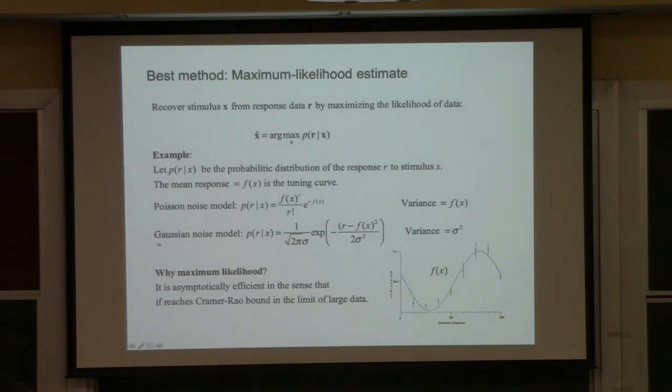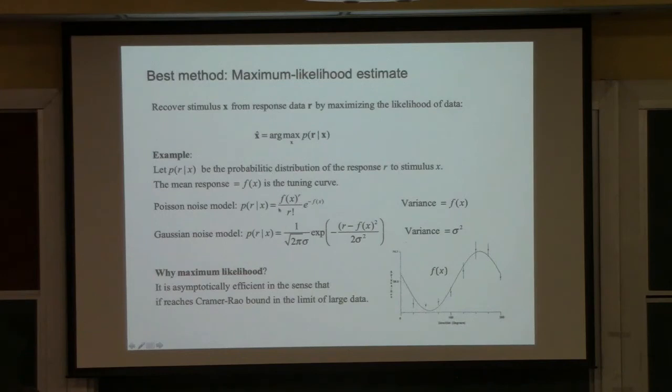Or you can have a Gaussian noise model. Given x, the mean is equal to f(x), right? That's the mean firing rate. So the actual firing rate has an error bar, whose size is some kind of standard deviation, with a variance sigma squared. In this case, f(x) will be this cosine tuning curve. The sigma will be the size of the error bar, which is the same everywhere for the Gaussian model.